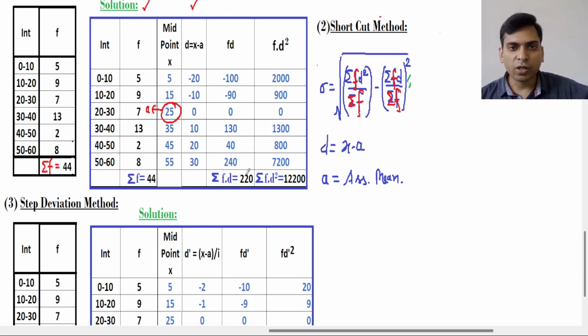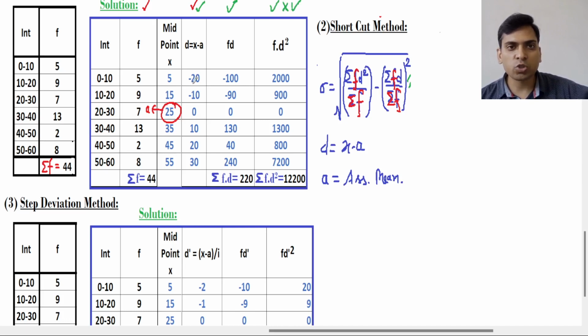And summation of this column is considered as 222. This F is 5, this D is minus 20, so this into 5 is minus 100. Now you need FD square. So simply we will multiply this FD column with this D. So you will get this F into D square column.